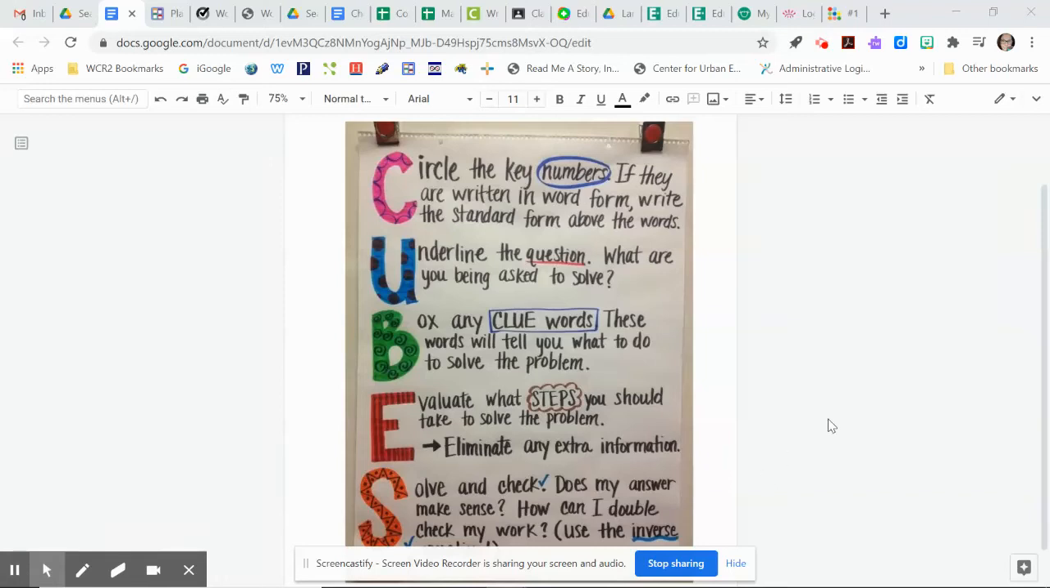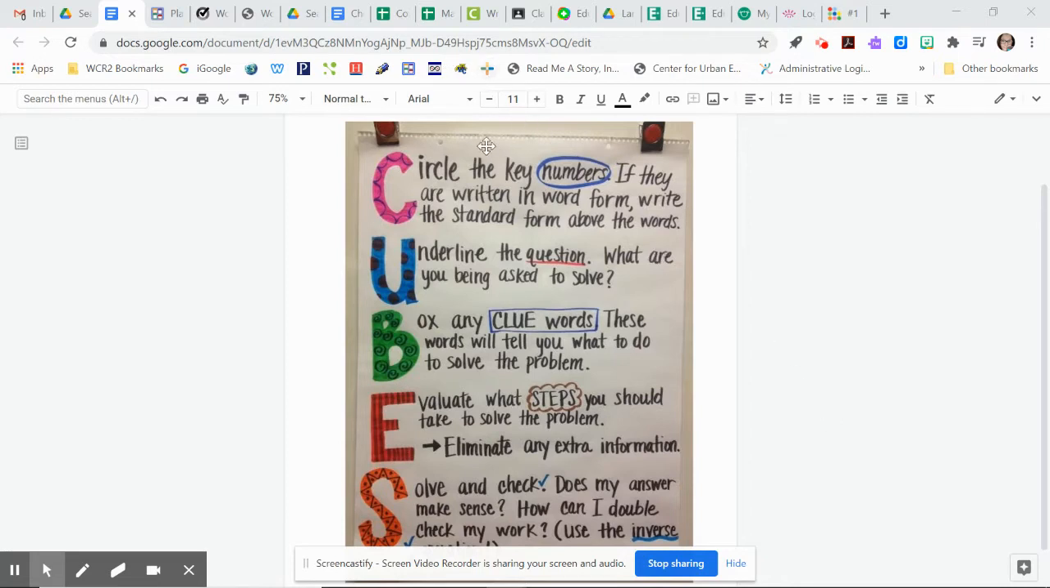Boys and girls, I wanted to go over a strategy with you today that helps with how to break down word problems when it comes to solving, especially multi-step word problems. This is called the C.U.B.E.S method. And so C.U.B.E.S actually stands for different things.